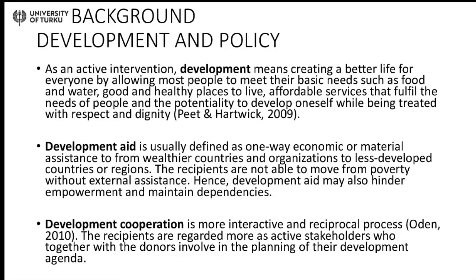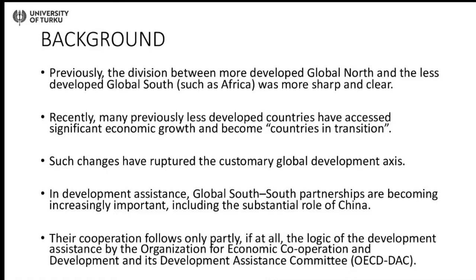And if you go into the background, and these are very basic, so I don't spend too much time here, the division between the global north, the more developed world, and the less developed global south, most of Africa, was very sharp and clear. But nowadays, in contemporary times, it's much more unclear. There are transitional countries. Some countries have moved from poorer development to medium-term development and so on. So countries in transition exist. And that means the north-south division is not so evident anymore.